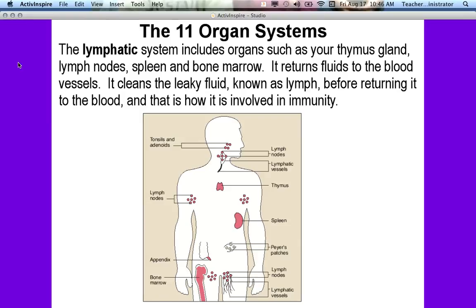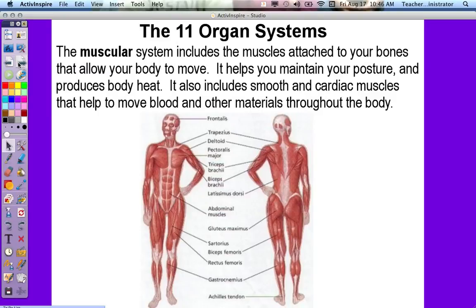or the job of keeping you healthy. Next is your muscular system, and it includes your muscles that are attached to your bones that allow you to move, and it helps you maintain your posture and produces body heat. But it also would include smooth muscles and cardiac muscles that help you move materials through your body, such as your blood.